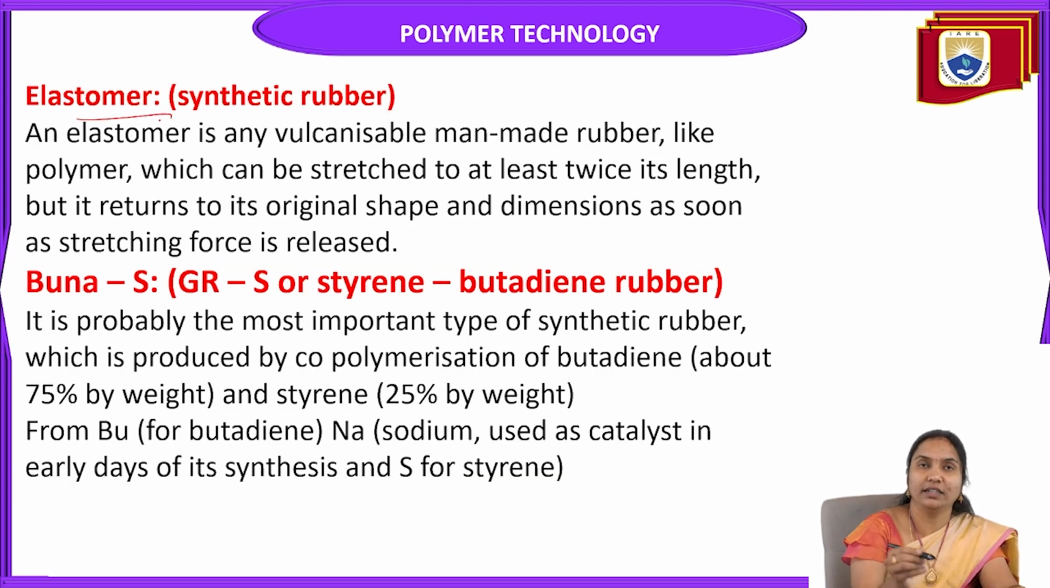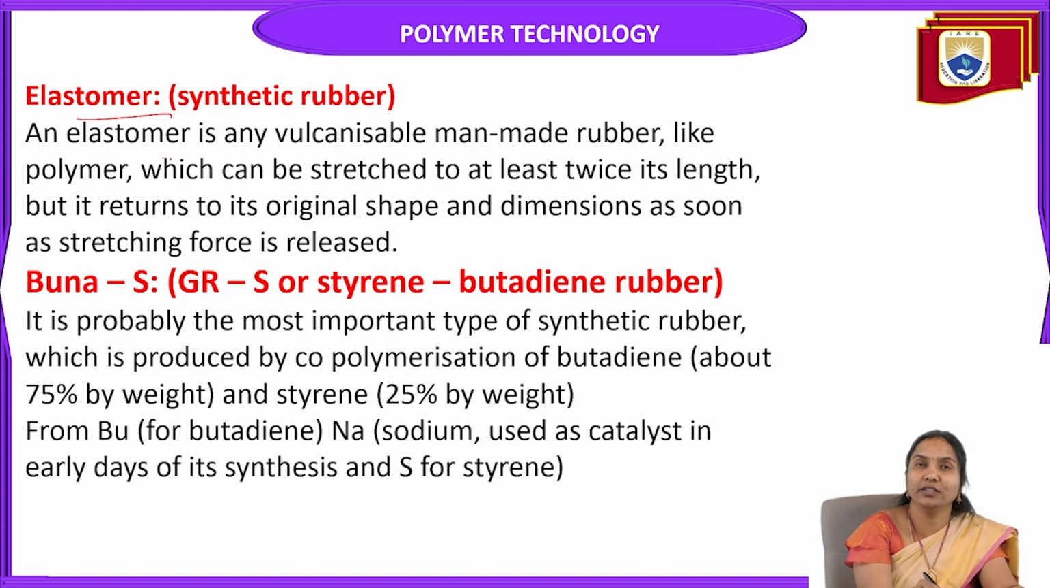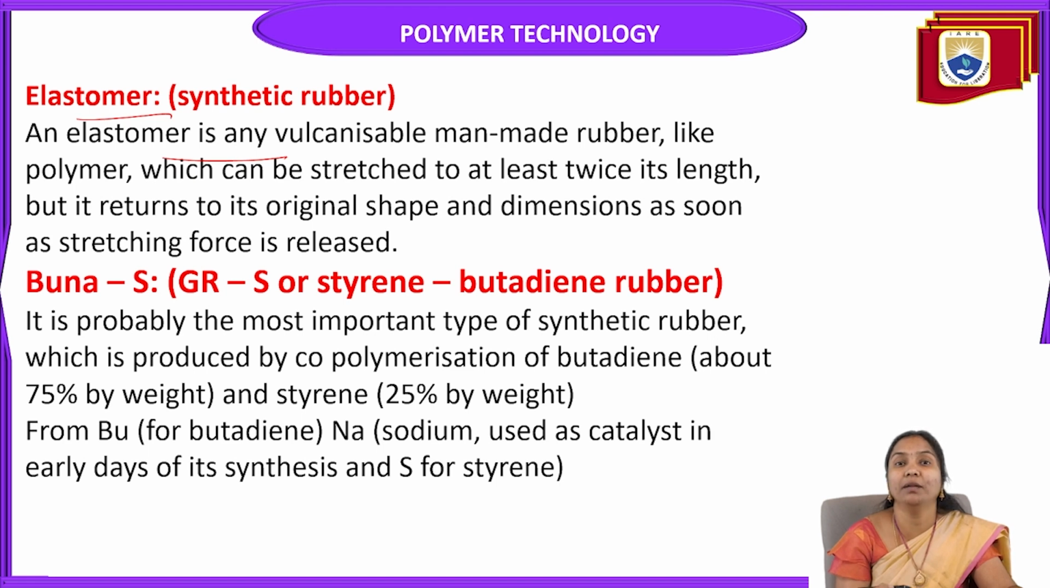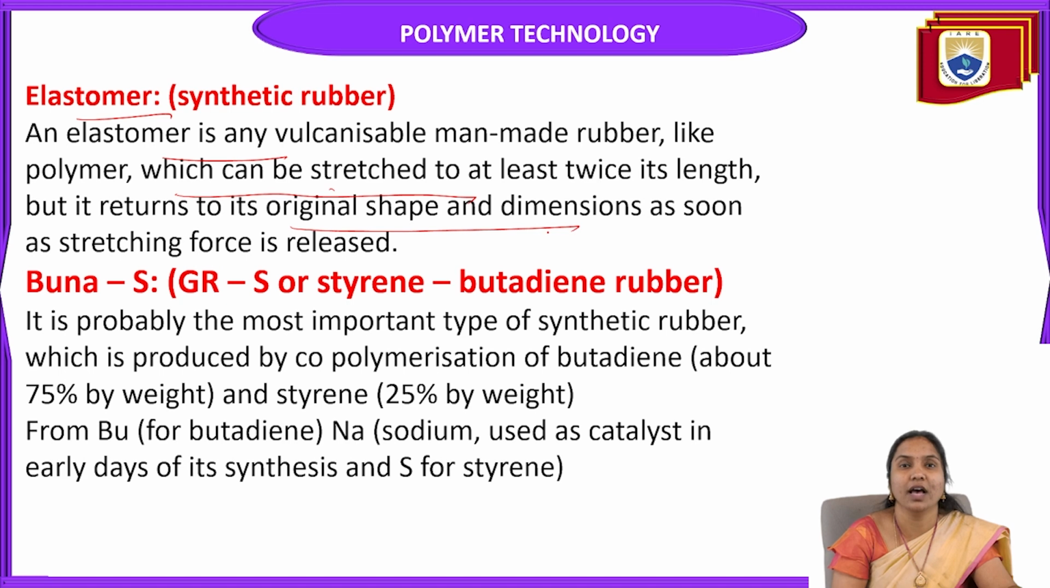Now let's discuss synthetic rubber. It is also named as elastomer. Elastomer means a vulcanizable man-made rubber. It is also called synthetic rubber or man-made rubber. So what is the meaning of elastomer? It is a rubber-like polymer which can be stretched to at least twice its length, but it returns to its original shape and dimensions as soon as the stretching force is released.